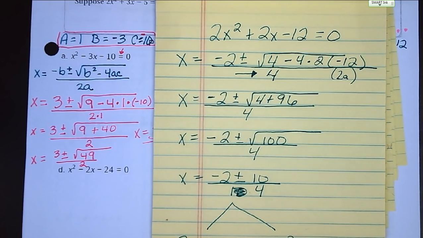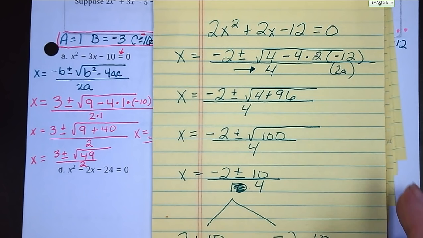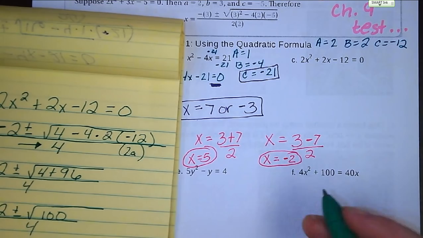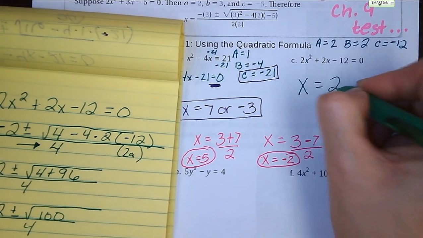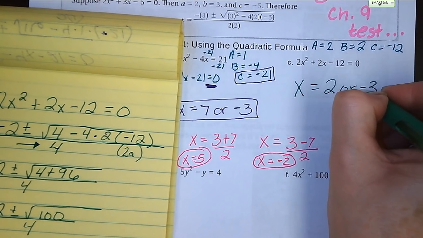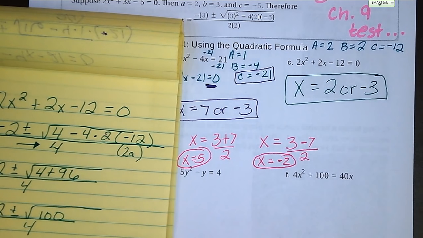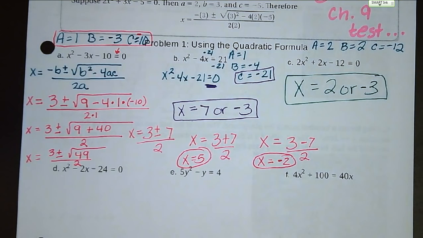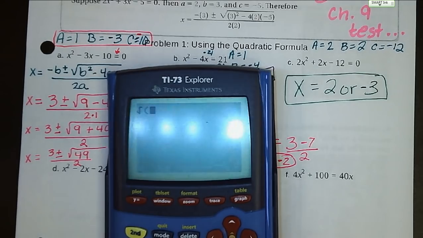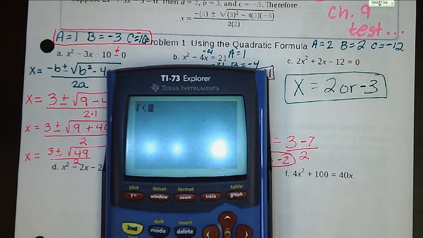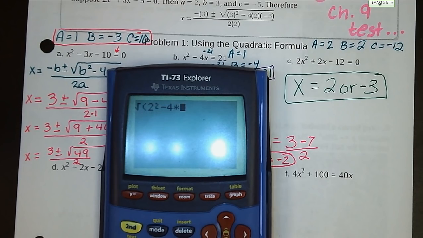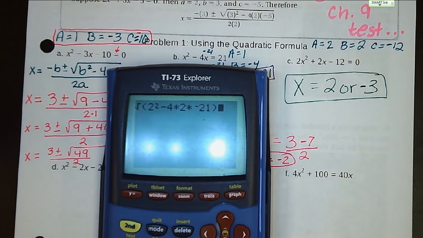Mr. Bolin, is there an easier, faster, quicker way to do this? Yes, there is. We can use our calculator to our advantage on these problems. So we can type into our calculator to take care of our radical parts. So we have 2 squared minus 4 times 2 times negative 21. And we type that all in our square root, hit enter.